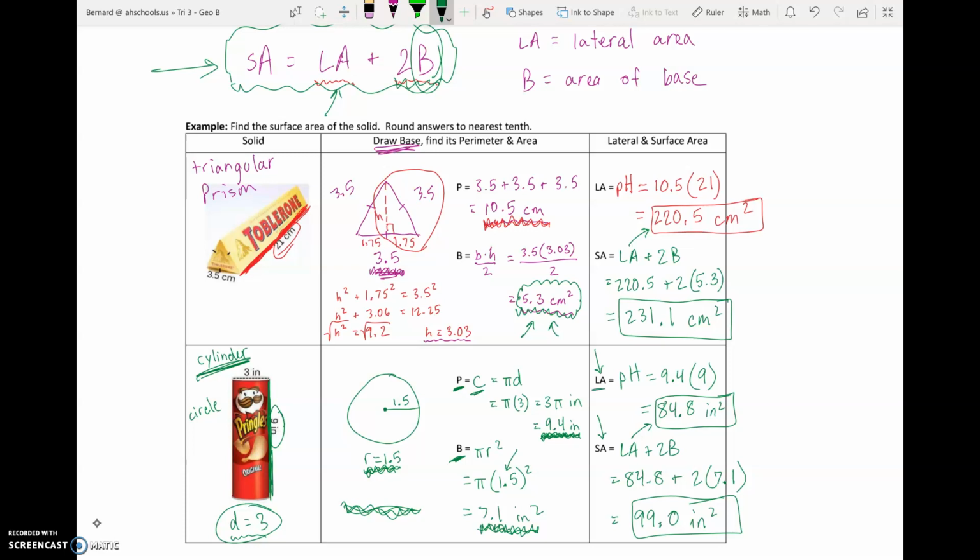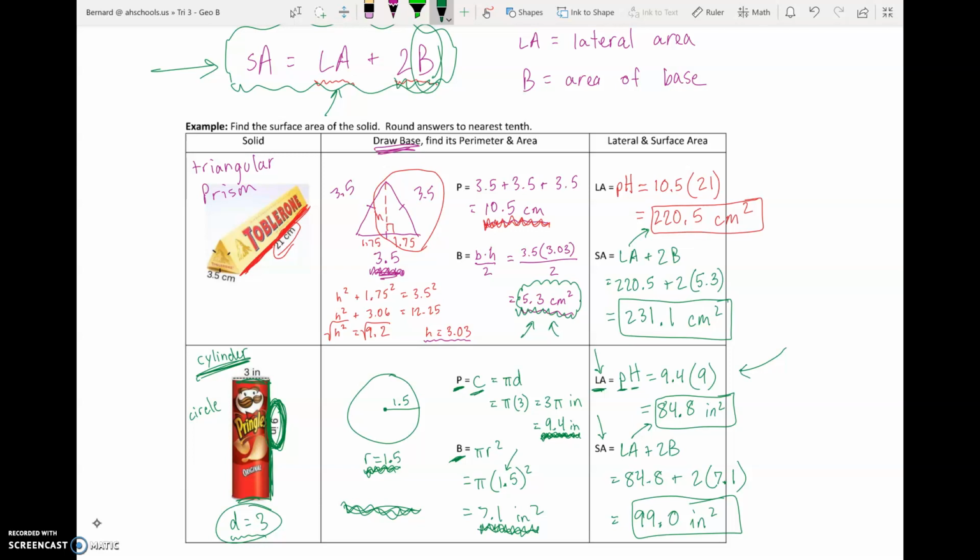And then for lateral area, remember we just take the perimeter of the base times the height of our object. So the perimeter was 9.4, and the height was this 9 over here. Remember, the height is always the distance between the sides of the walls that connect your bases. So this 9 right here is connecting the circle base on top and the circle base on bottom. So that's the height. And so our lateral area is just our perimeter times that height, 84.8.